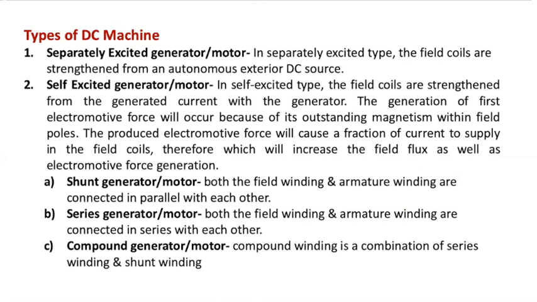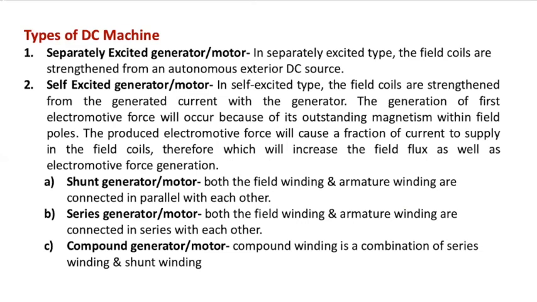If there is no physical connection between the field winding and the armature winding, then it's known as a separately excited machine. And if an electrical connection exists between the field winding and the armature winding, then it's known as a self-excited DC machine. In separately excited, the field coils are energized from an autonomous exterior DC source, that is, the field source will be separate from the machine armature, and if it is a generator, it will produce voltage. If it is a motor, the supply will be different to the armature and the field.